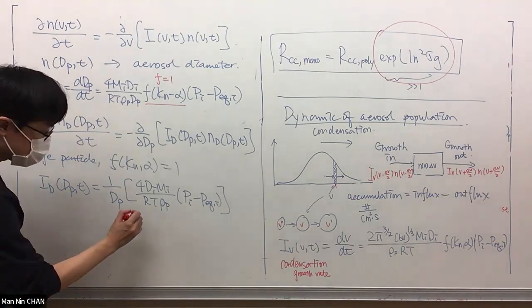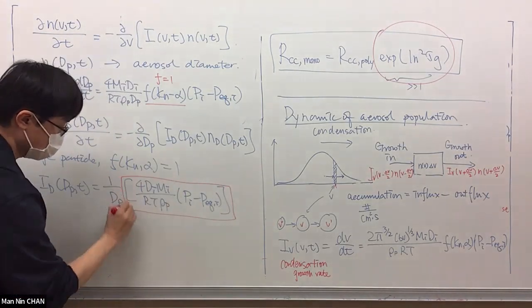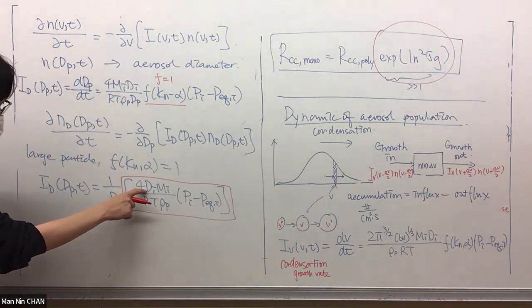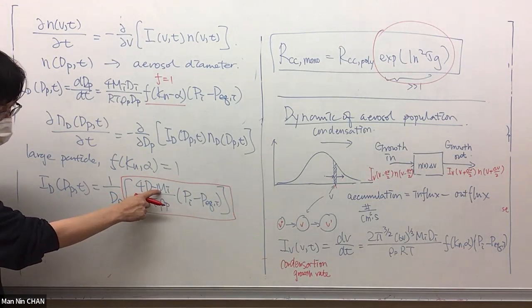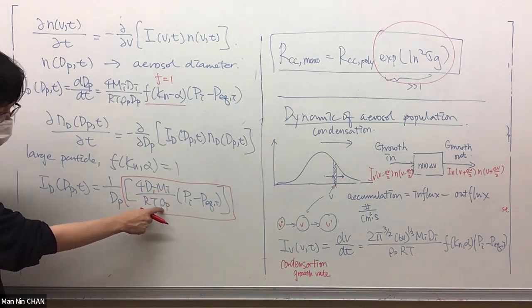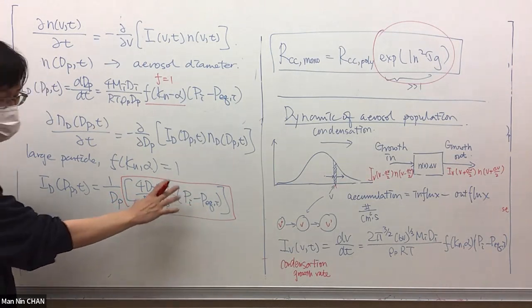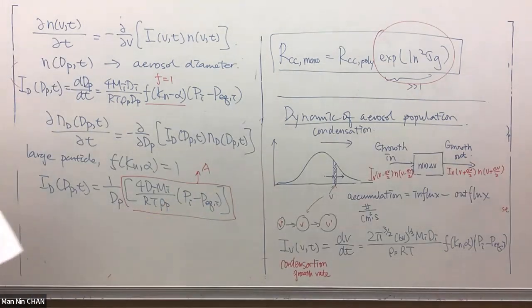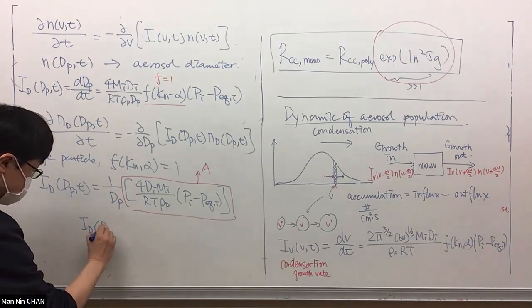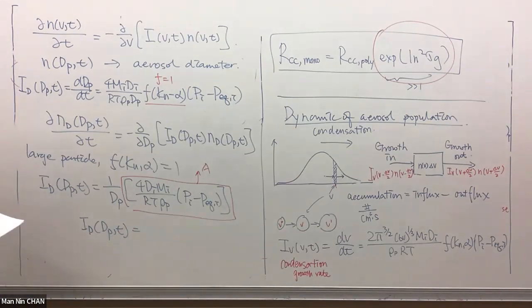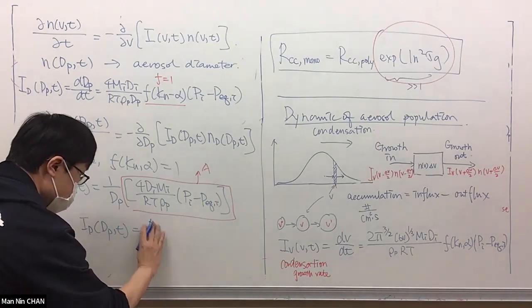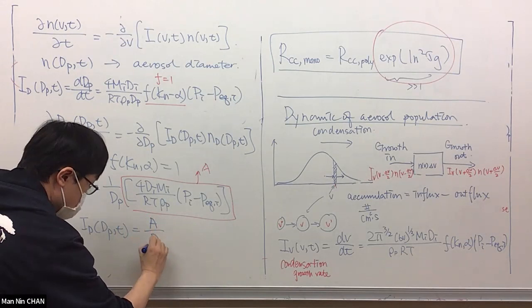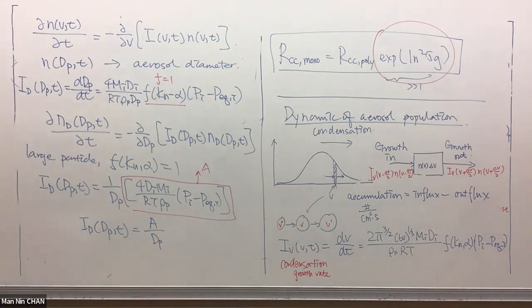And if you look inside this parameter here, this is the diffusion coefficient of your species i in the gas. This is the molar mass of your species i. This is the density of your particle, and this is the vapor pressure. So most of the time these are constant. So this is what we just set equal to A, if you remember. So therefore, your condensational rate, I just rewrite here. You can just argue it is equal to A over d_p.